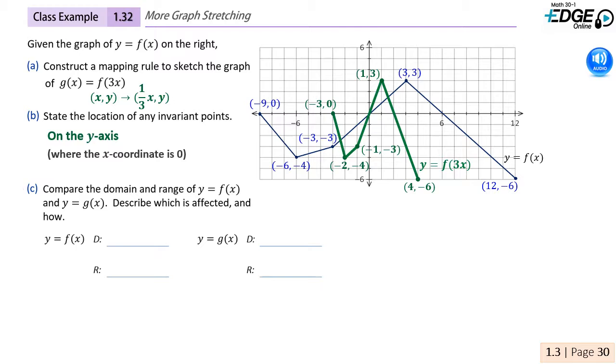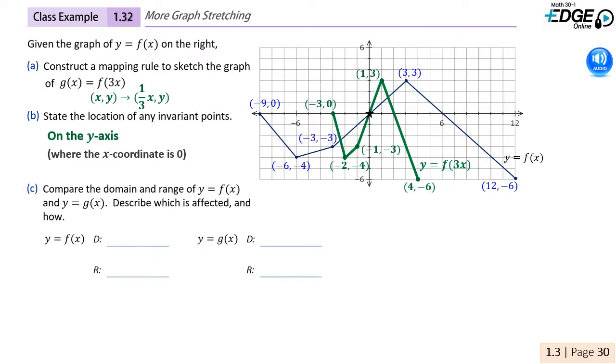We'll note this time that our invariant point is located on the y-axis. Now, in this graph, our invariant point actually passed through the origin, so it is simultaneously a y-intercept and an x-intercept. But you will note that there are other x-intercepts for this graph, and they have changed position. So it is in fact the y-axis that is our stretch axis, and that's where we find our invariant points.